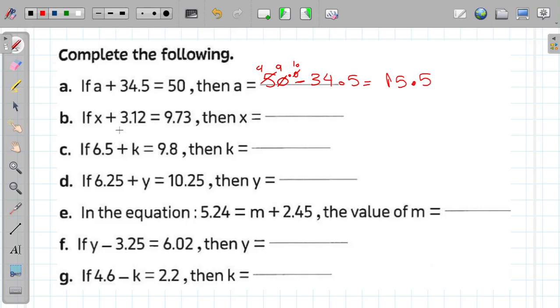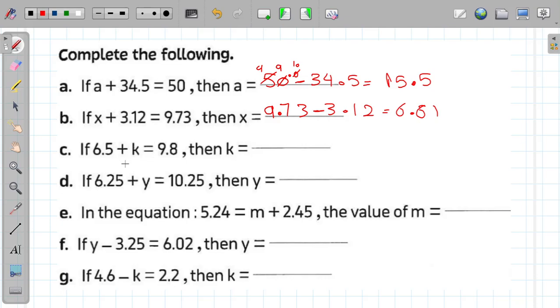Next, x plus 3.12 equals 9.73. So I want to find the value of x, just like the first one. So I will write the big number first, 9.73 minus, because I will use the inverse operation, so it will be minus 3.12. So 3 minus 2 equals 1, 7 minus 1 equals 6, and I will put the decimal point. Next, I have 9 minus 3 equals 6, so the value of x equals 6.61.